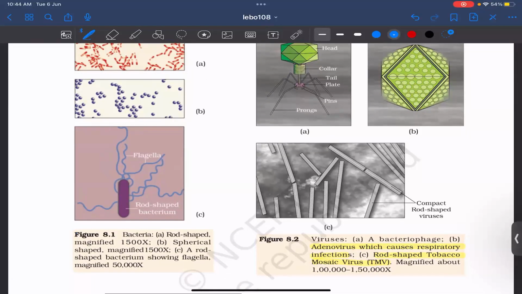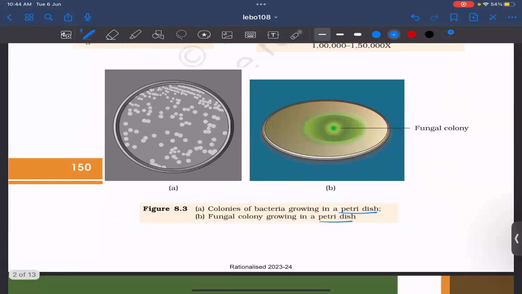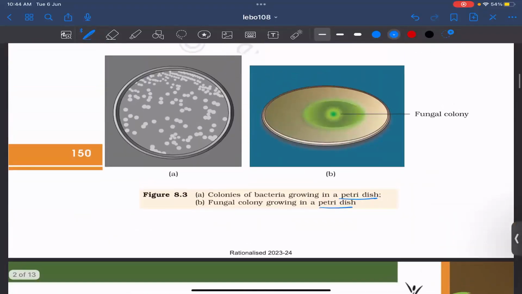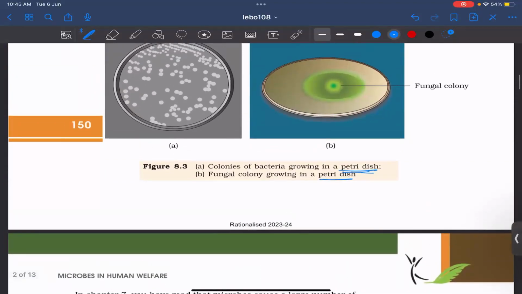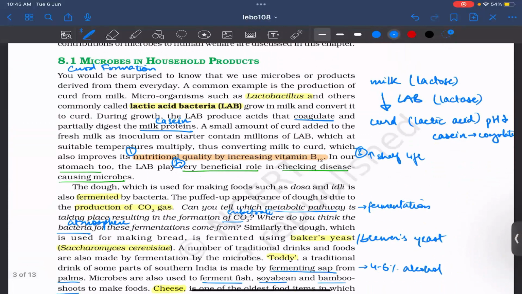You need to remember the shape of the bacteria. So here are the petri dishes. Here you can see there are growing colonies which can be seen with naked eyes. And you need to remember here that in petri dishes the culturing is done, and it is also called a culture plate. Now let's discuss the uses of bacteria in household products.